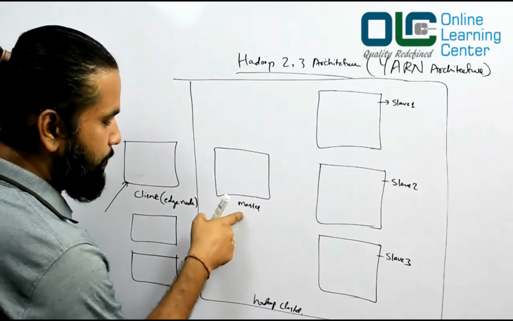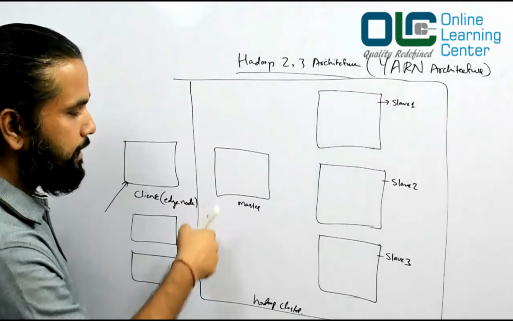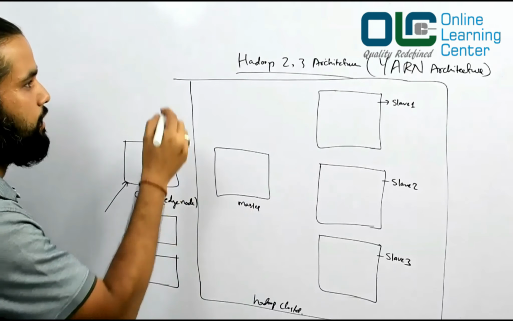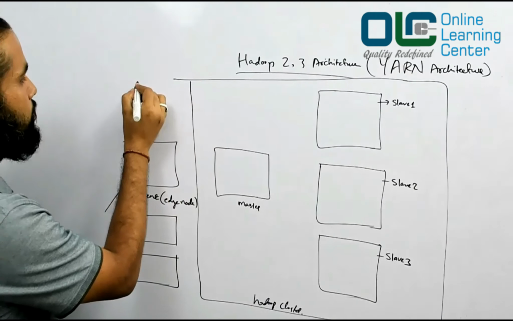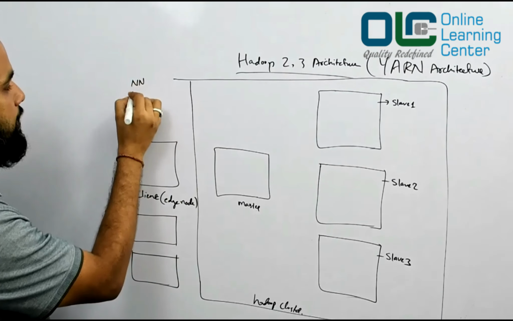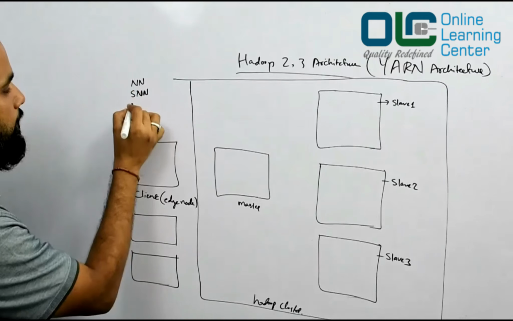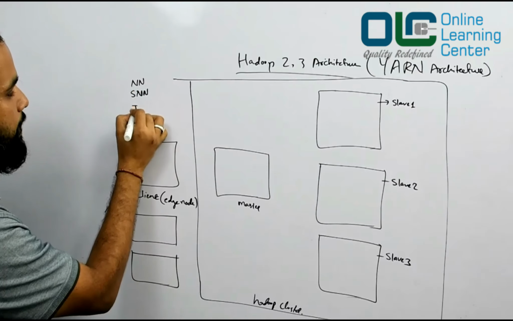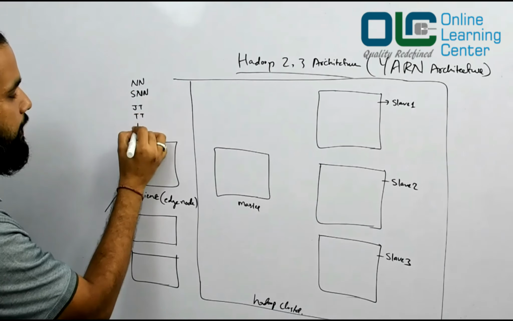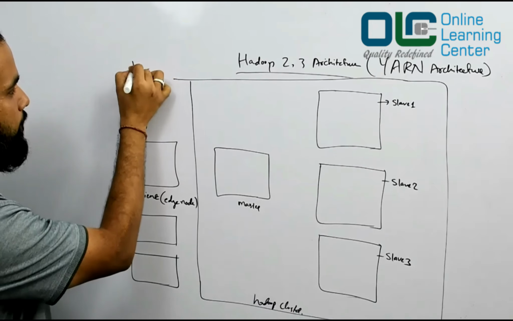Now, when I say this is master, as we know, let me write down those resources again. So I'll just write it down here so that you understand. We have name node, we have secondary name node, right? And if I talk about Hadoop 1, then we had job tracker, we had task tracker, and we had data node. Okay, this was Hadoop 1.x.